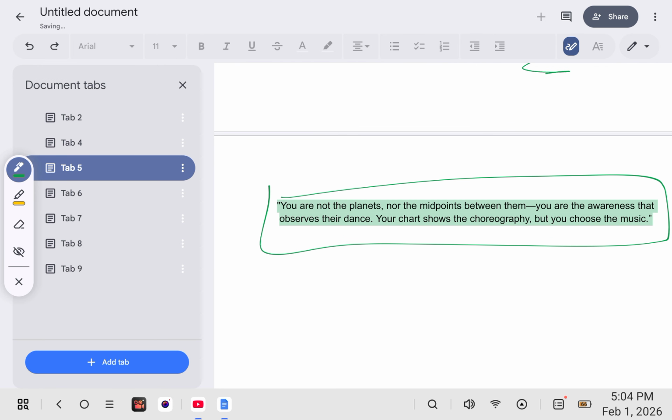Final thing. I am not the planets, neither are you. We are the midpoints between them. We are the awareness that observes their dance. Our charts show the choreography, but we choose the music.